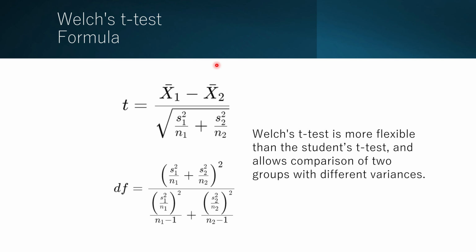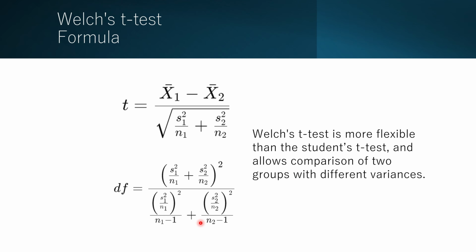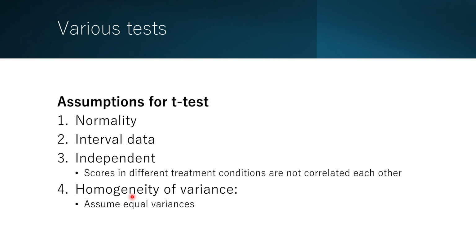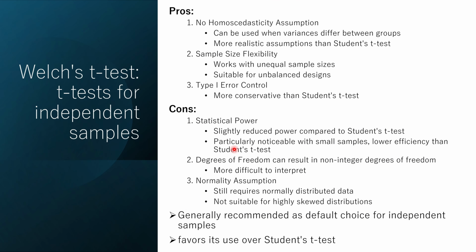The Welch's t-test formula is here. Welch's t-test is more flexible than the Student t-test. The Student t-test is here, because these t-tests do not require the fourth assumption, homogeneity of variance. The important thing is, if the variances or sample sizes differ, then we should apply the Welch's t-test rather than the Student t-test.